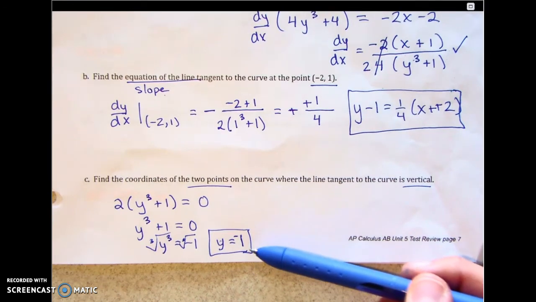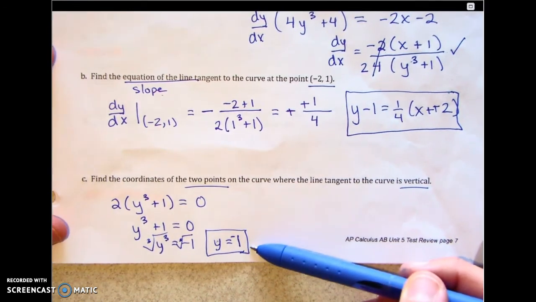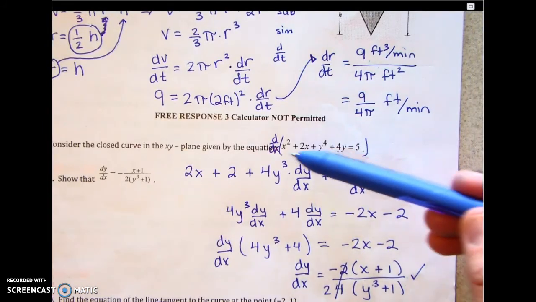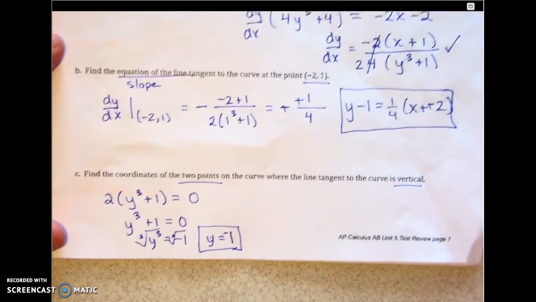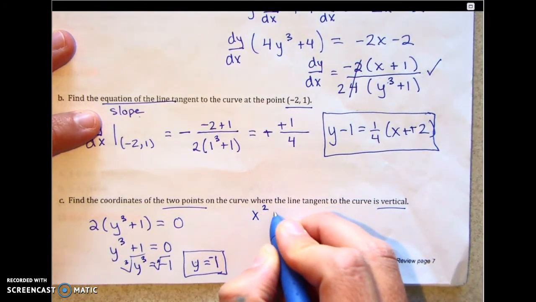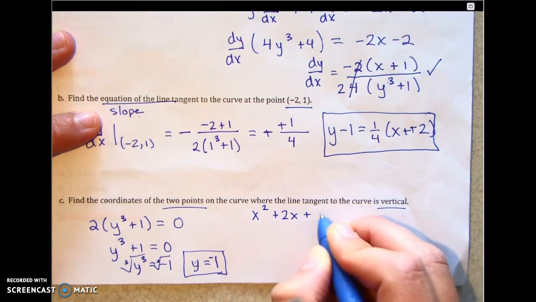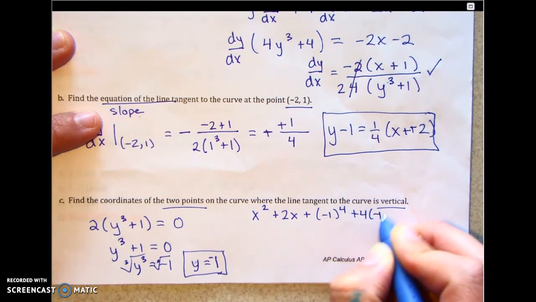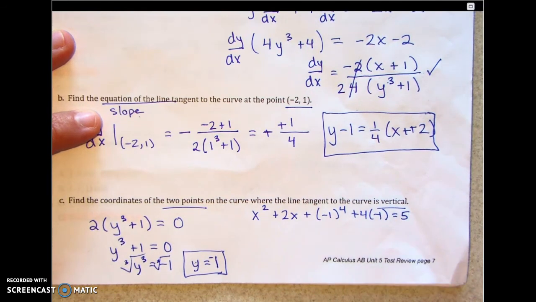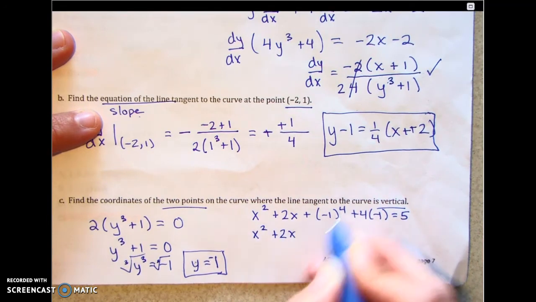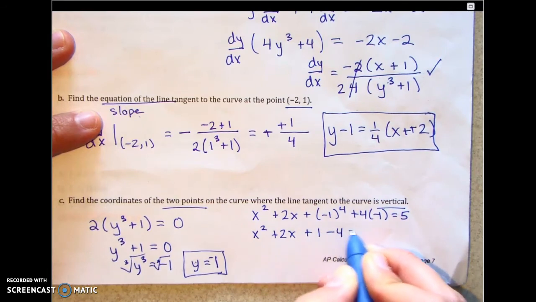But we still need our x's, right? So we could plug -1 for y now into the original and find x's. And I see an x squared here, which means it's a quadratic, which usually produces 2 answers. Okay, you ready? Here we go. x squared plus 2x plus y to the 4th plus 4 times y equals 5. -1 to the 4th is +1 minus 4 equals 5.